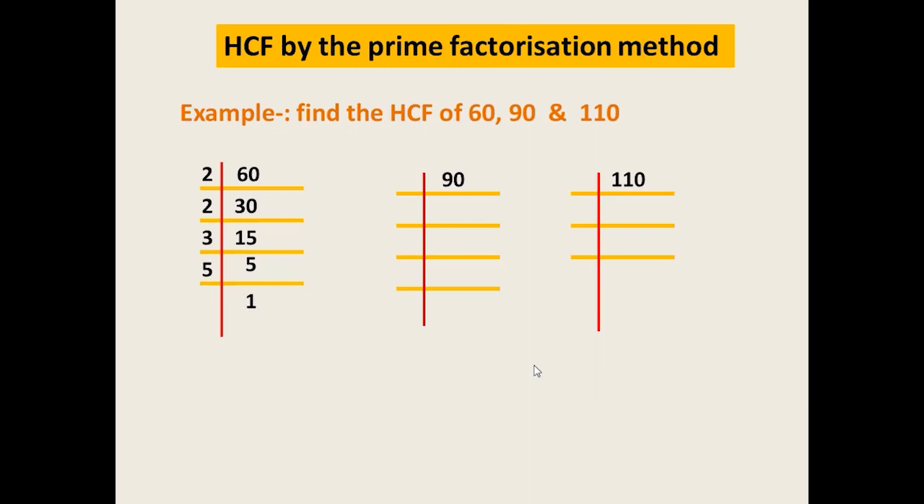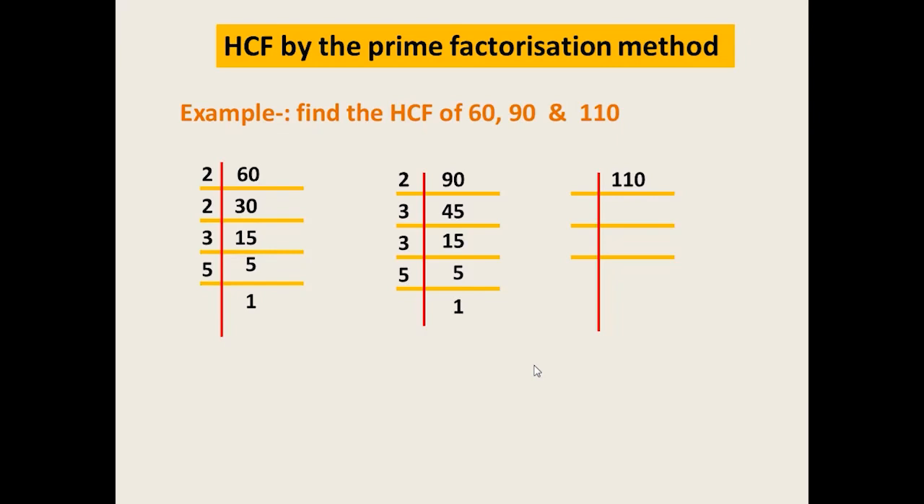Now, find out the prime factors of 90. So, 90 is also an even number. So, divide this number by 2. So, we get the number 45. And 45 is not divisible by 2. So, divide this number by 3. So, we get the number 15. Now, again divide 15 by 3. So, we get the number 5. Now, 5 is a prime number. So, divide this number by itself. So, we get the quotient as 1.